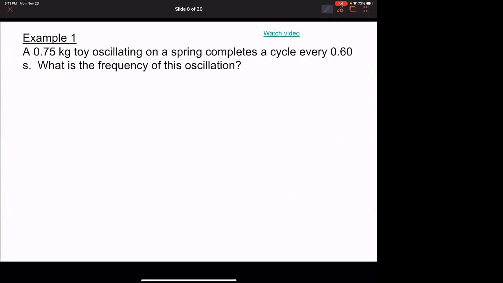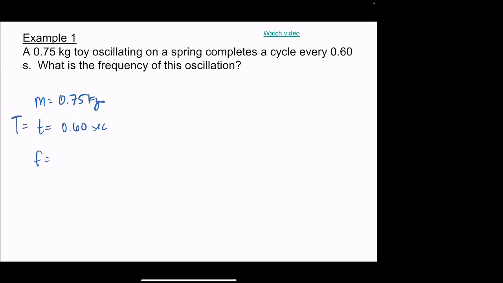All right, so let's try this. It says a 0.75 kilogram toy oscillating on a spring completes a cycle over 0.6 seconds. What's the frequency of the oscillation? So we have the mass. The time is 0.60 seconds. And we want to find the frequency. So this time is actually the period. So we don't have to do anything super fancy. f equals 1 over T, 1 over 0.6, whatever that is. 1.67 hertz.